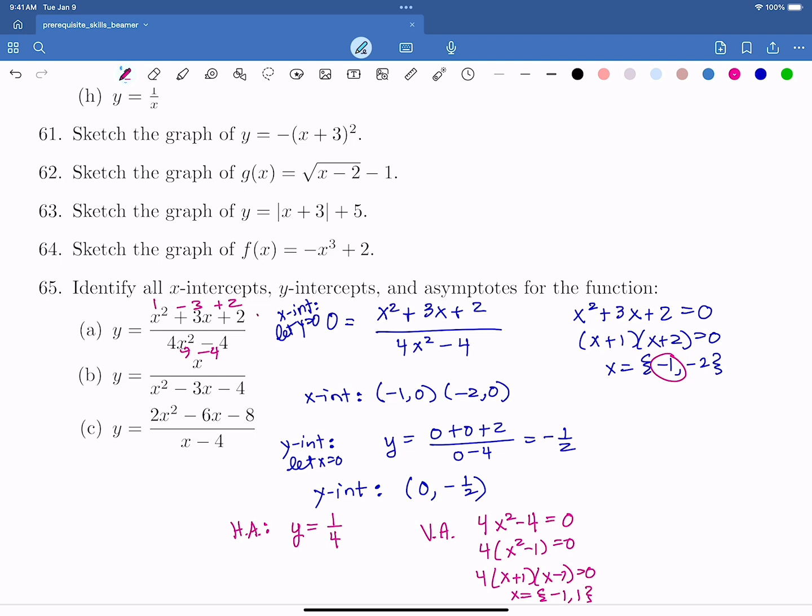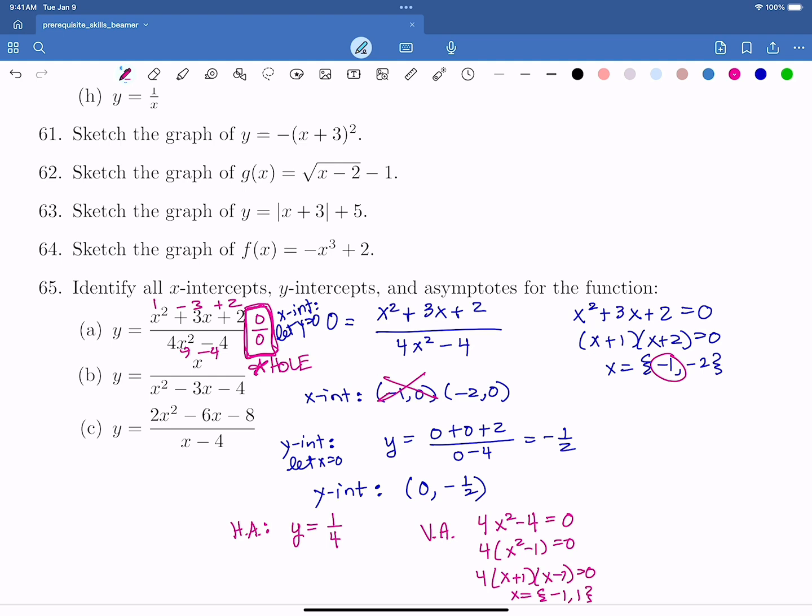So when you get 0 over 0, that's not a vertical asymptote. That is a hole in the graph. We call that a removable discontinuity. So actually, it's not an x-intercept. I need to cross that off my list. It's not an x-intercept. That is a hole in the graph.